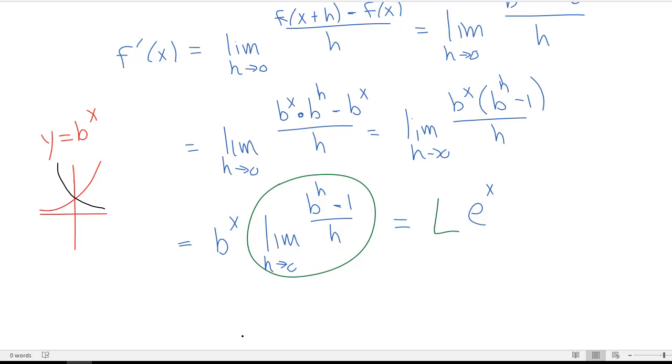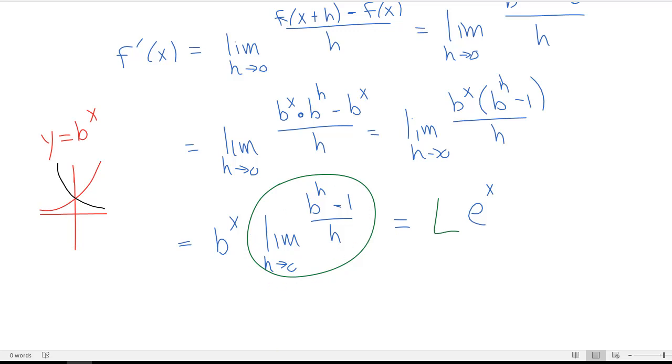There are no vertical asymptotes or holes in the graph where the derivative would be undefined. So the derivative is defined at every point on this graph. So this limit will exist. It'll be some finite number. Now, what we can do is explore this expression here.